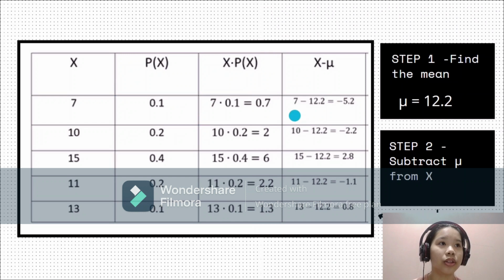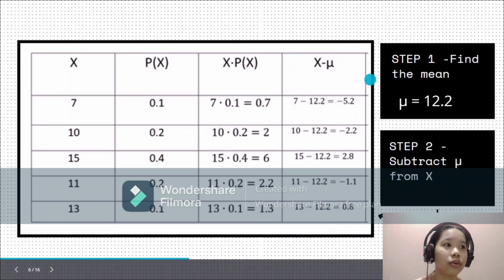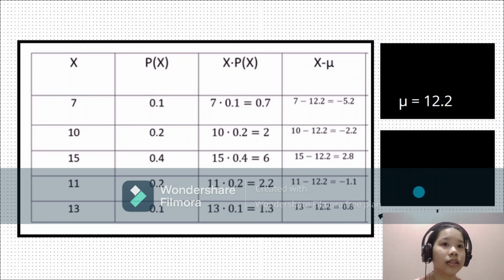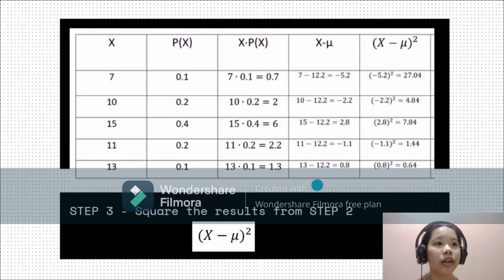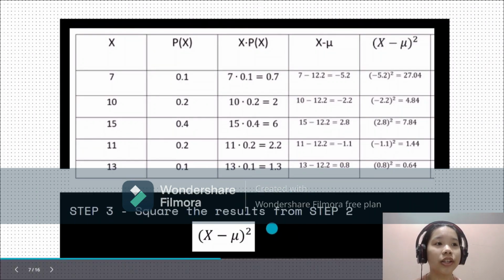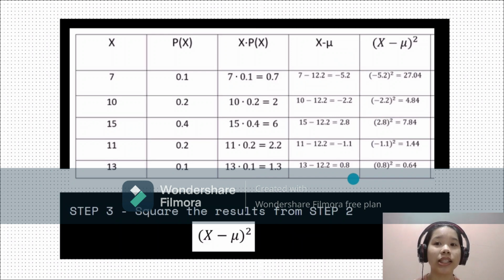So we're going to subtract 12.2 from 7. 12.2 came from the value of the mean, and 7 came from the value of a random variable. So we're going to subtract all of these in this column. After getting the difference, we're going to proceed to step 3. Step 3 is to square the results from step 2. So we're going to square all the differences that we get in subtracting the mean from the random variable.